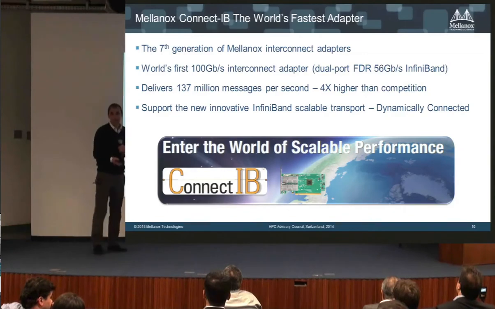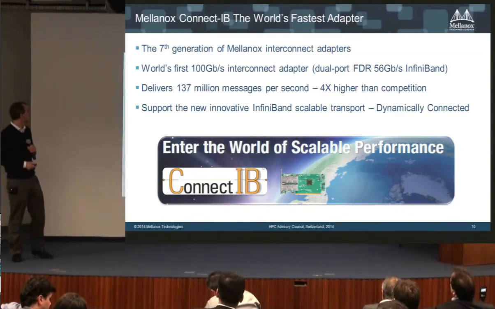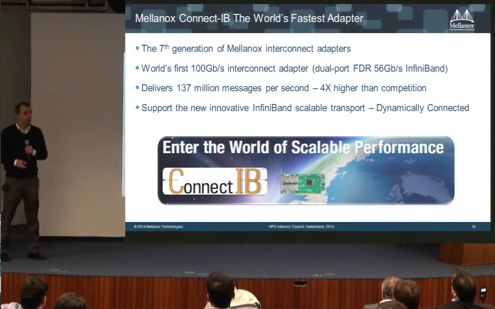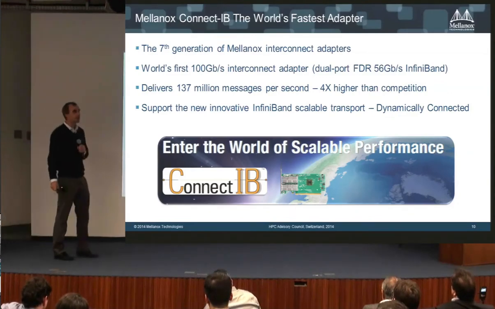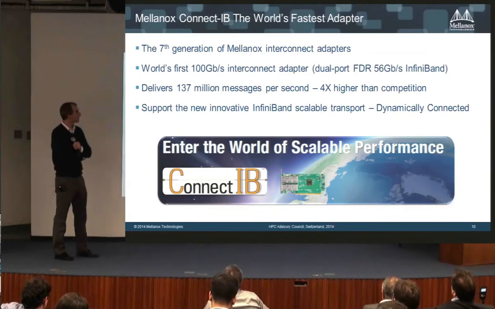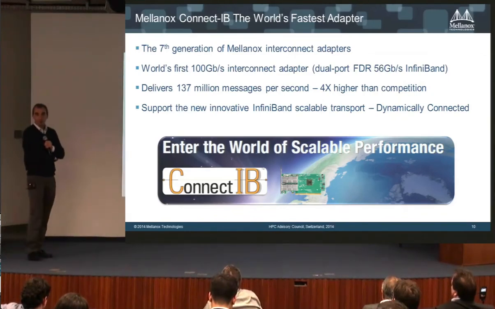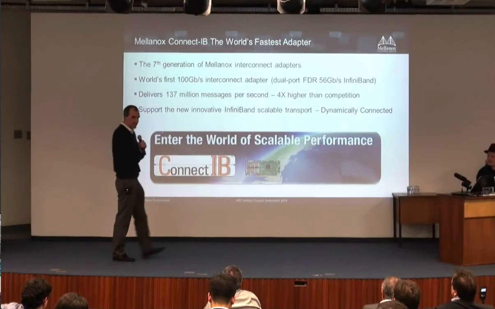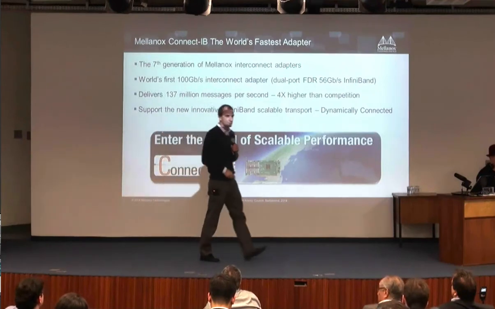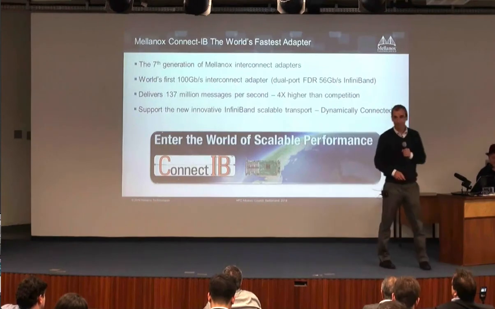ConnectIB is our most recent network interface card. It runs at 100 gigabit per second. It has dual 56 InfiniBand FDR ports and 16x PCI Express host interface. It delivers roughly 140 million messages per second and has a key element for scalability, which is the support for the new dynamically connected transport protocol.